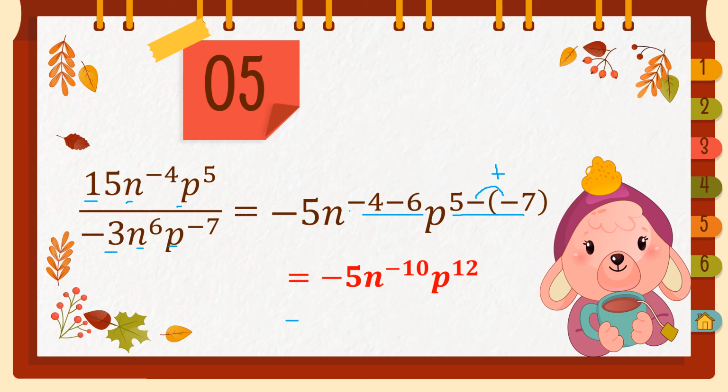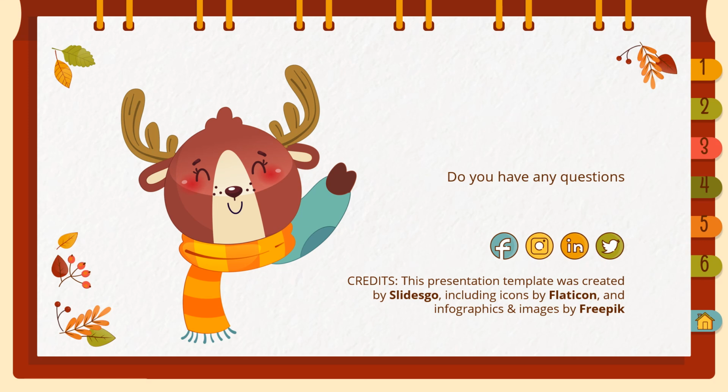Or, kapag kinuha natin ang final answer, magiging negative 5, p raised to 12, divided by n raised to positive 10. Kasi pa-positive daw natin. Tama?